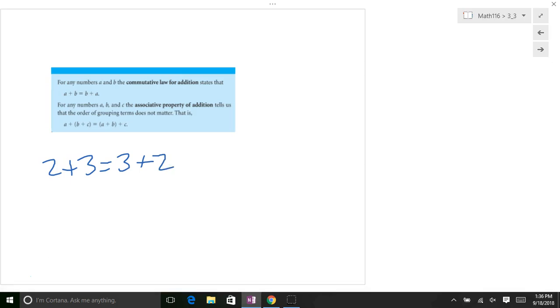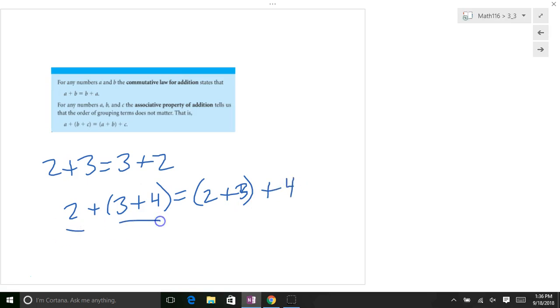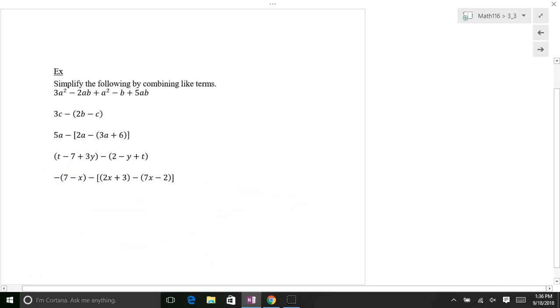The associative property of addition says if you have a plus the quantity b plus c, it'd be the same thing as the quantity a plus b, plus c. So for example, isn't 2 plus 7 the same thing as 5 plus 4? Sure it is. So that's the properties there, the commutative and associative properties.